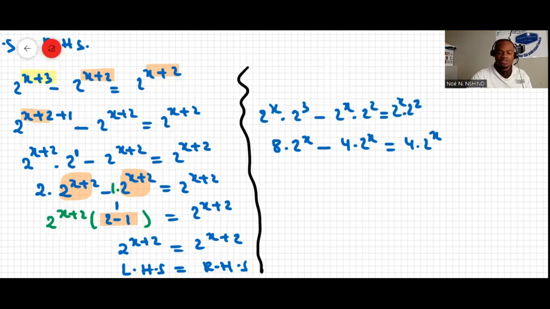Now, because this and this are just the same thing, we can do 8 minus 4. 8 minus 4 is just 4. 4 times 2 to the x equal to 4 times 2 to the x. And then we also prove that left hand side is equal to right hand side.